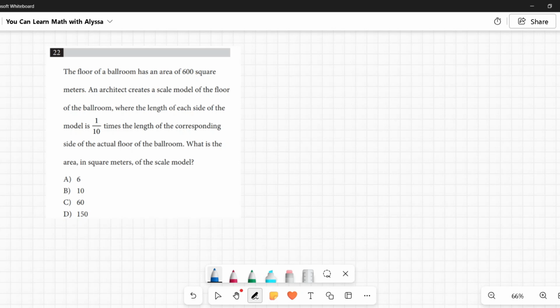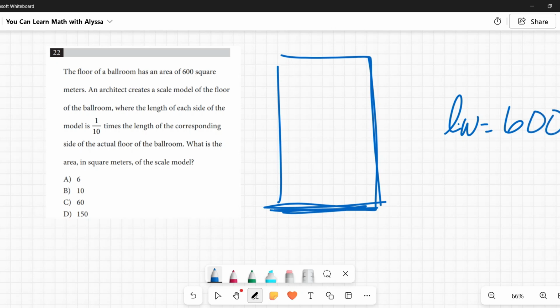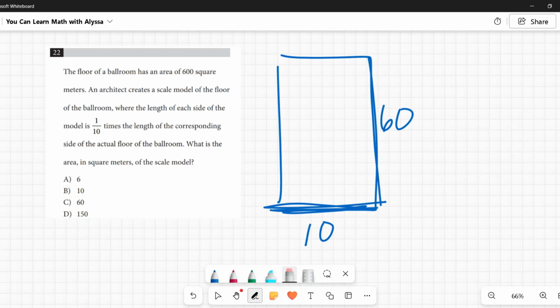So I'm going to draw a possible ballroom. It doesn't have to be to scale. For it to be 600 square meters, that means that the length and the width multiplied together have to equal 600. So I can just pick any two numbers that multiply to get to 600. I'm going to pick 60 and 10. It does not matter what two numbers I pick as long as they multiply to get 600. All right, so 60 meters by 10 meters.